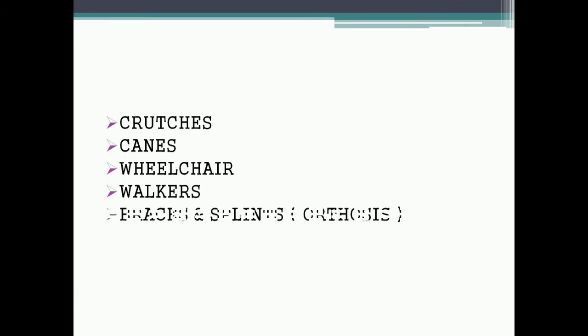So, what are walking aids? Walking aids are also known as mobility aids. They are prescribed by the physiotherapist after they assess the gait, balance, and cognition of the patient with musculoskeletal or neurological problems, right? Various types of walking aids are available depending on the condition of the patients. Types of walking aids are crutches, canes, wheelchairs, walkers, braces and splints, which are also known as orthosis, and the prosthesis.